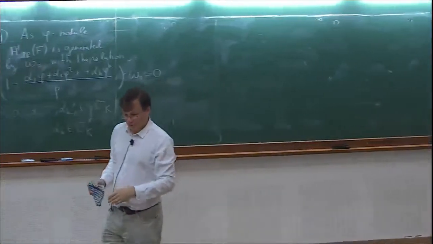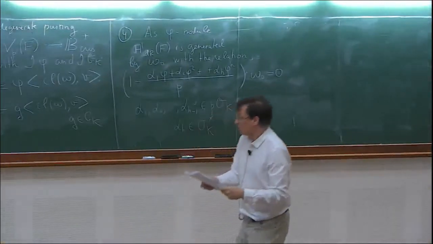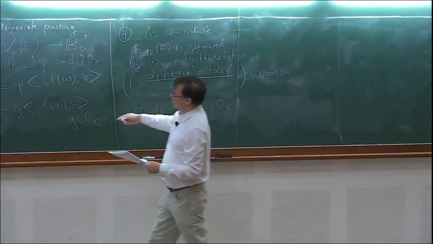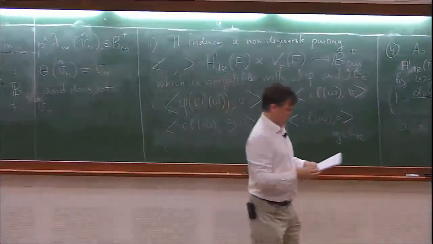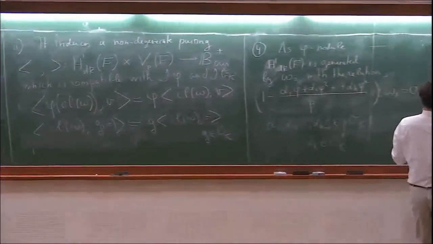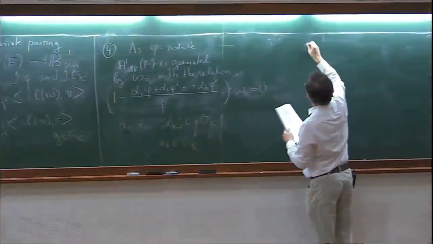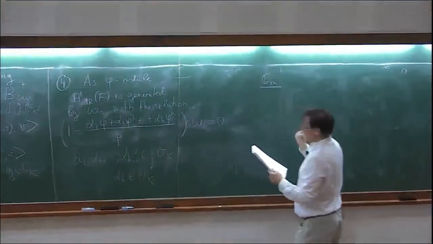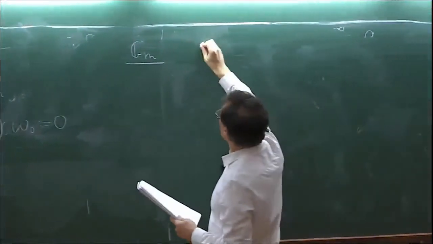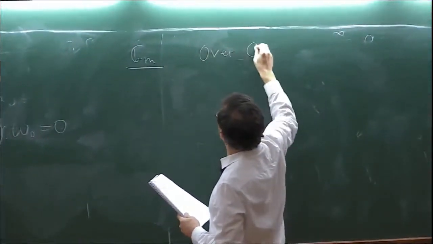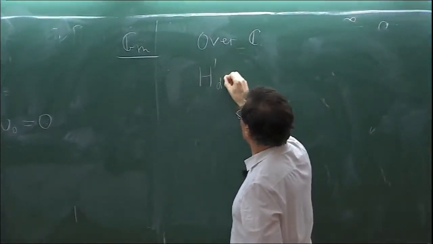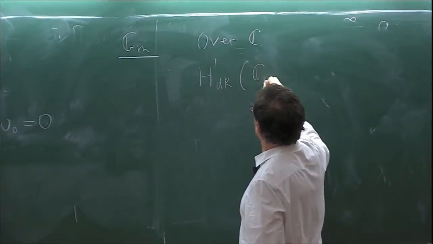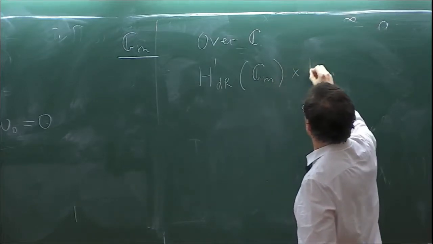So maybe I will just comment on this definition of the p-adic pairing. If we test it on the example of the multiplicative group, over C, we have a complex period pairing.